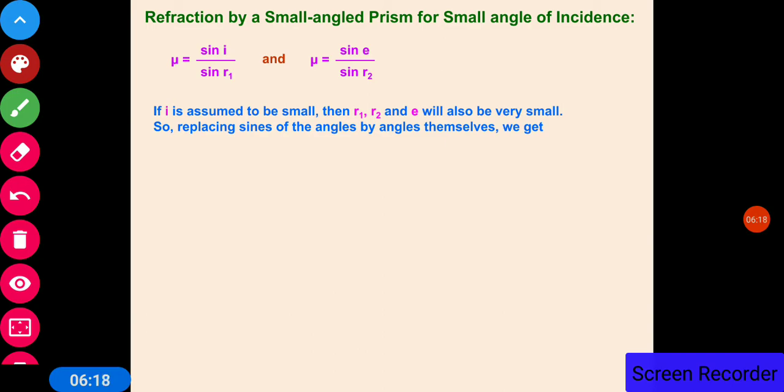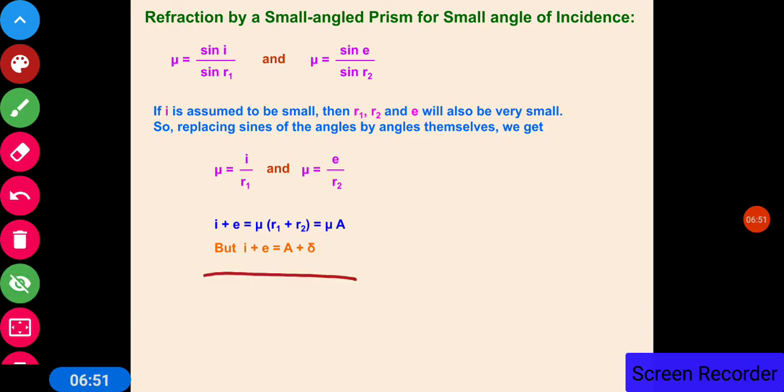Now if I is assumed to be small, then R1, R2 and E will also be very small. So replacing sines of the angles by the angles themselves, we get mu is equal to I upon R1, also mu is equal to E upon R2. So from here I is equal to mu R1, E is equal to mu R2. So I plus E gives you mu times R1 plus R2, which is equal to mu A, because R1 plus R2 is equal to A. In the previous slide we proved R1 plus R2 is equal to A, and also we have proved that I plus E is equal to A plus del.